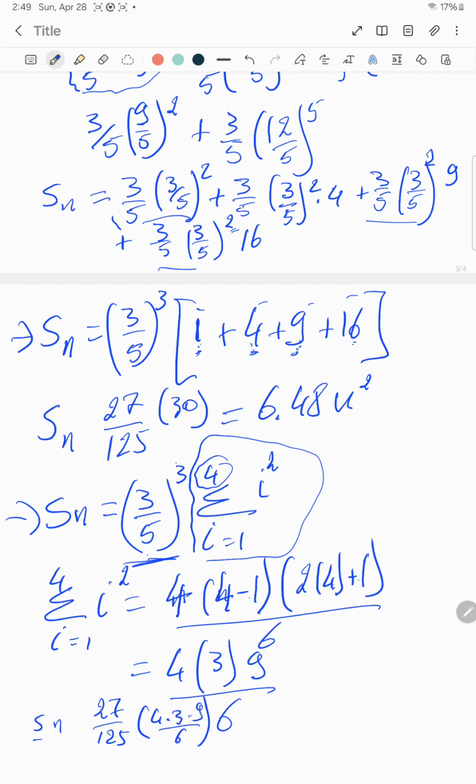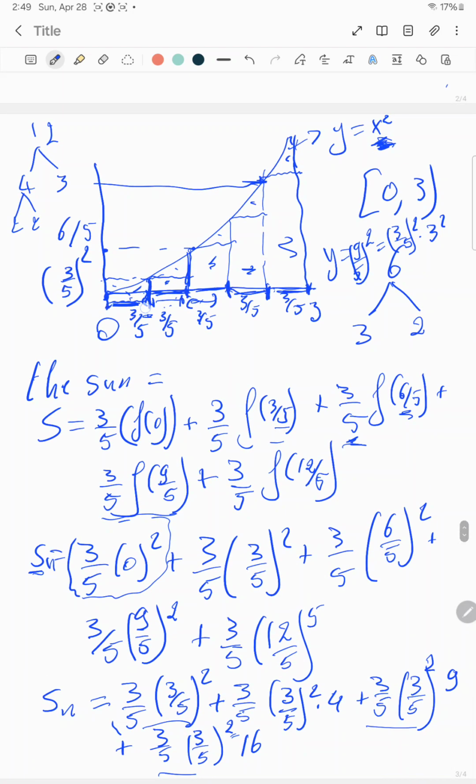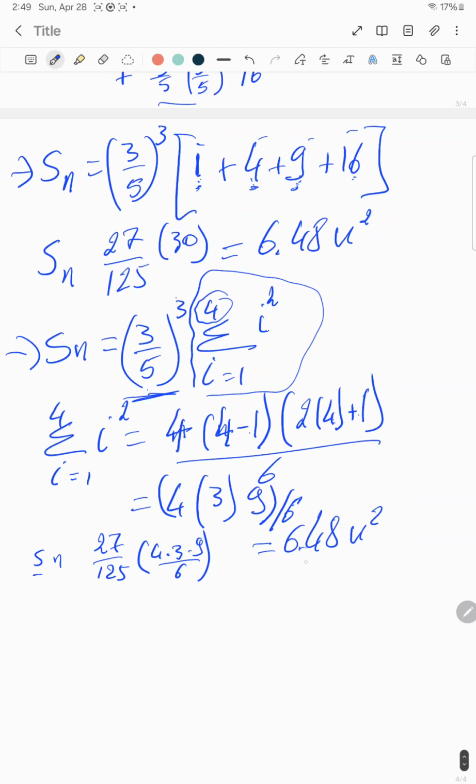And if you multiply 4 times 3 times 9 times 27 divided by 125 times 6, you will have exactly 6.48 units square. And I'm sorry, I'm writing, so this is divided by 6 here. Okay? Now we studied the area under the curve, but I start from here. The second time I will start it from here and I will end it here, and my area under the curve is gonna be between 6.48 and whatever value I'm gonna get when I finish my calculation.